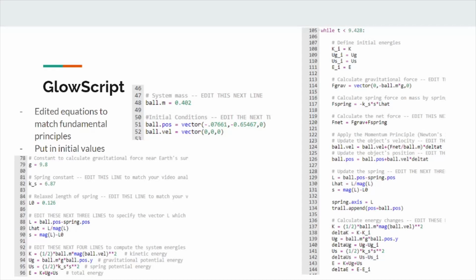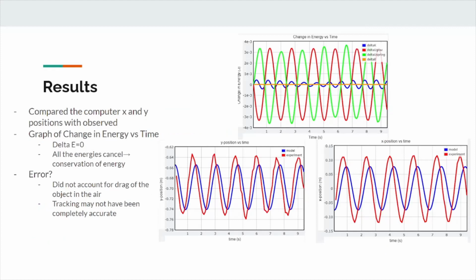On the right, I changed my while loop to include the entire time loop in Tracker. I also changed the force of gravity, the force of the spring, and F net to the appropriate expressions. I inputted Newton's second law for velocity and used the position update formula so that the change in energy could be calculated below by calculating S, L, and L hat again. The code outputted the following graphs.